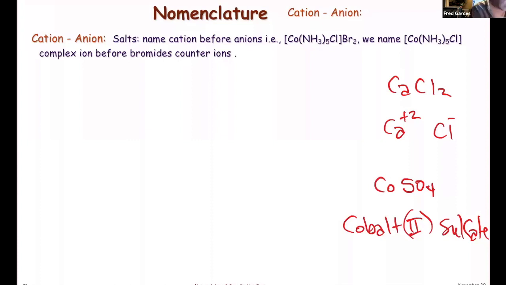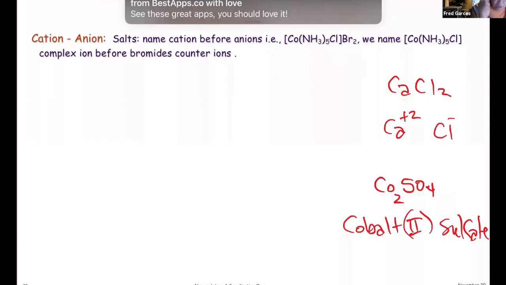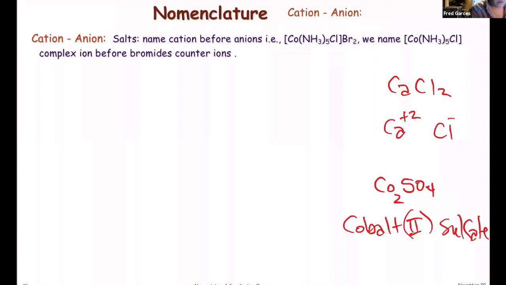The formula is going to be CoSO4, not Co2SO4. You need to review your inorganic nomenclature, because if you are weak in that, you're going to be weak in the nomenclature here. Okay. So now that we have that out of the way, at least reminding you about the nomenclature that you learned in Chemistry 200, let's take a look at the nomenclature for coordination chemicals.